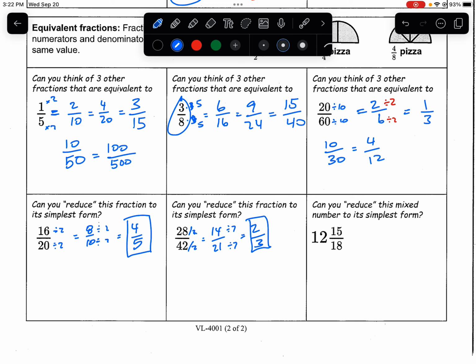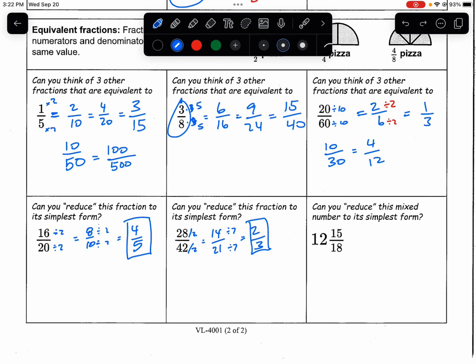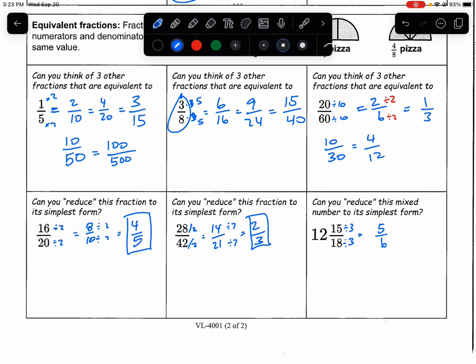Lastly, can we reduce this mixed number? We can reduce this mixed number. Now, when we reduce mixed numbers, we kind of leave the whole number alone. The whole number is fine. What we need to reduce is just the fraction portion of it. So what number goes into both 15 and 18? It's 3. So we divide the top and bottom by 3, and we end up with 5/6, which cannot be reduced any further. Now you may be thinking, oh, do we divide 12 by 3? No, we don't divide 12 by 3 because it is a whole number, and we leave the whole numbers alone. And so our answer is 12 5/6.